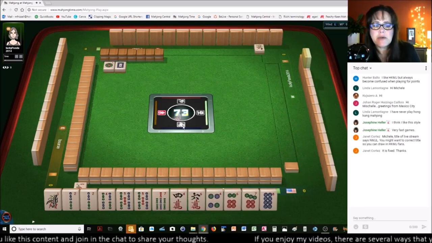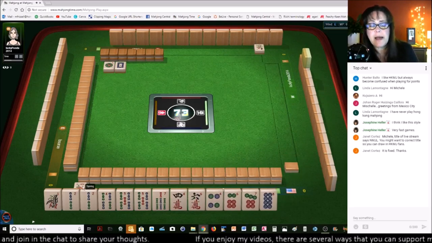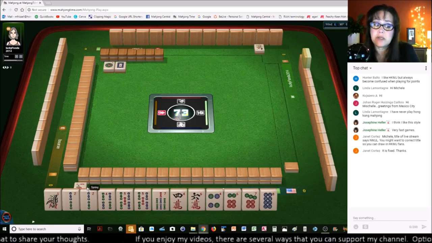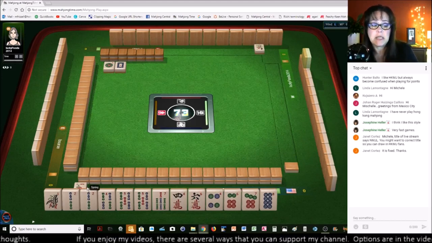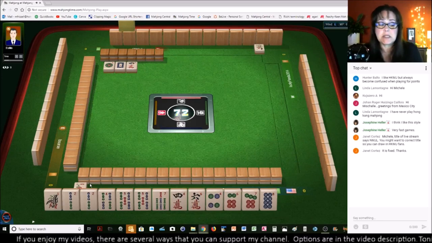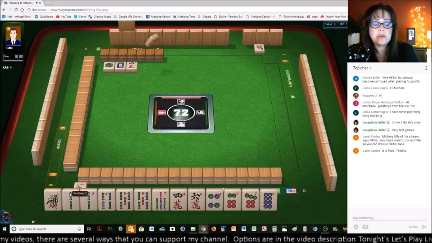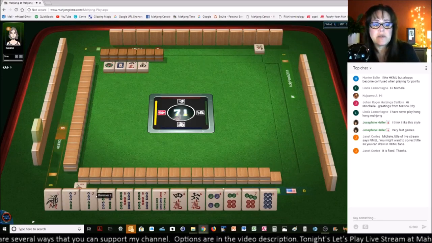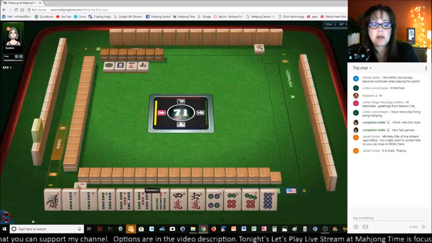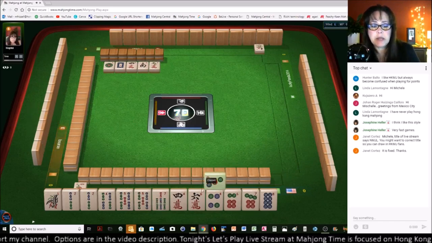We're in the south seat. We have a one flower. That is not our flower, so we don't have any score with flowers yet. Now, we do have lots of chow potential here. We have a 1-2, south wind, a 2-4, a pair of fives. You always got to have a pair.